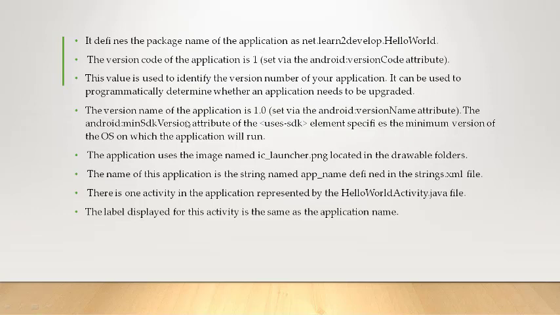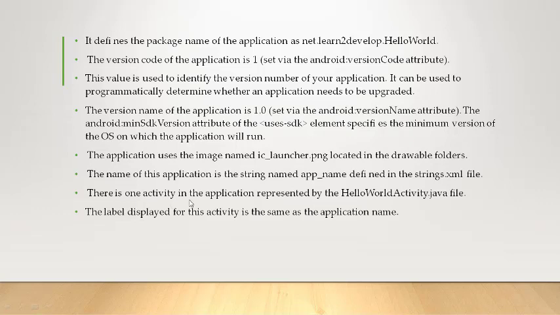Next, the version name of the application is 1.1, set by using android:versionName. This is an attribute which is used to set the version name of your Android application. Next, we have to define the launcher icon, ic_launcher.png, which is located in the drawable folder. The name of this application is the string app_name. The manifest file also contains the application name.